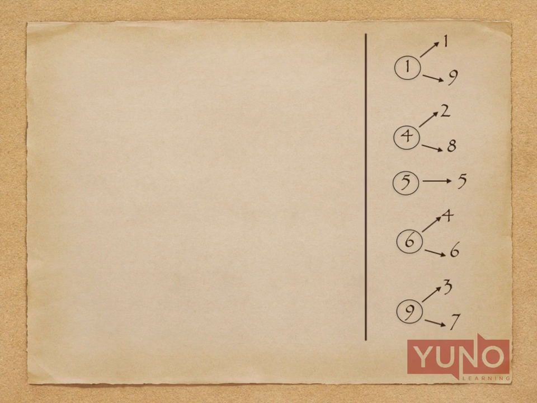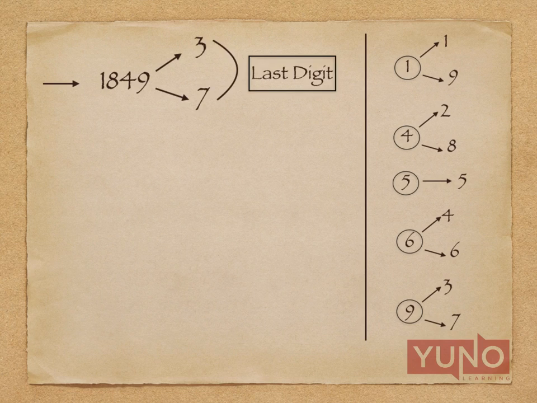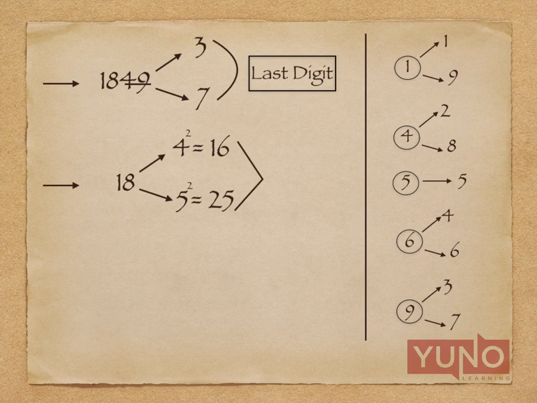Consider one more example. Suppose I need to find the square root of 1849. Here the last digit is 9, so I'm going to consider 3 or 7 as my last digit. Now strike off the last two digits and consider the remaining number, that is 18. 18 is greater than 4 square, 16, but it is less than 5 square, 25, and I am going to consider the smaller number out of 4 and 5. It will be 4. So my answer would be 43 or 47.